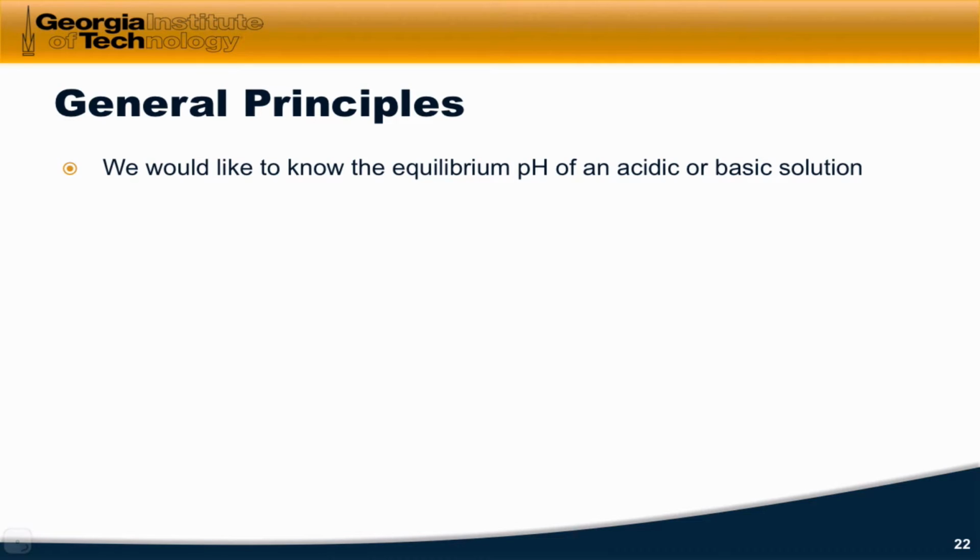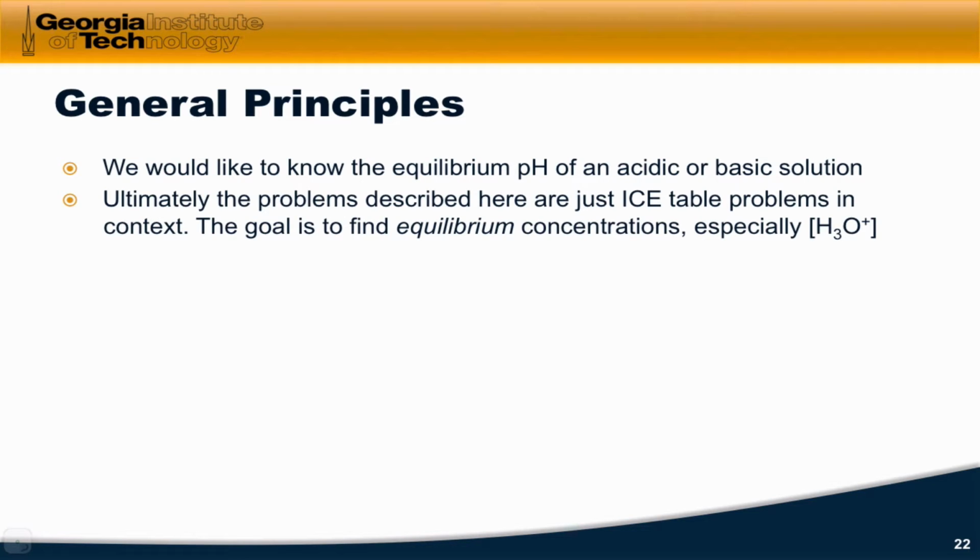Well, we'd like to know the equilibrium pH of an acidic or basic solution ultimately, so what we're going to be doing is solving an equilibrium problem, usually through the ICE table approach. And ultimately, the problems described here are just ICE table problems taken in context. Our goal is still to find equilibrium concentrations, and in particular H3O+.